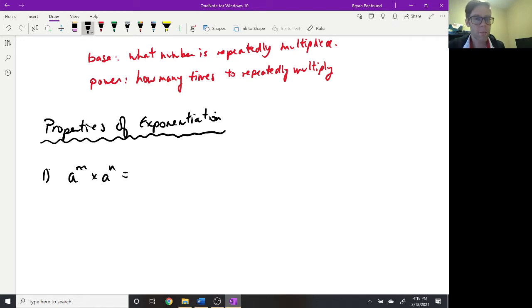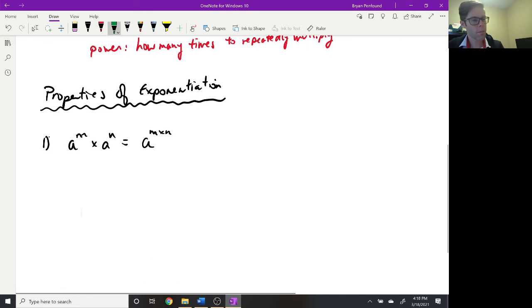if we have similar bases and we're multiplying similar bases together, then we can actually combine the bases by multiplying the exponents out. So this is a to the power of m times a to the power of n is equal to a to the power of m times n.